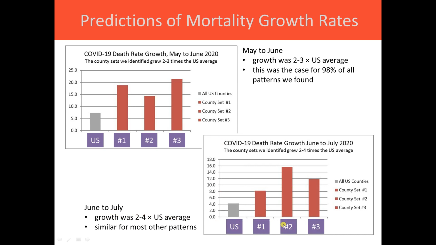Patterns 1, 2, and 3 grow more than the US average grew in this time interval. But now it's interesting, pattern 2 grew a lot more. Pattern 2 from May to June was a little bit lagging behind, but now from June to July it really caught on, right? So it's basically catching up. So those really are predictive, right?